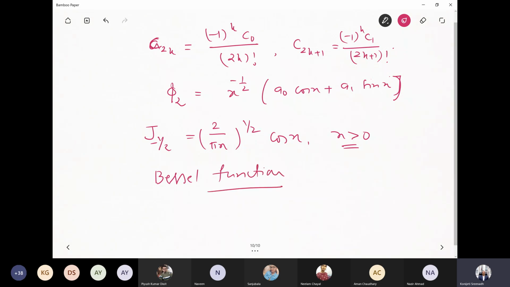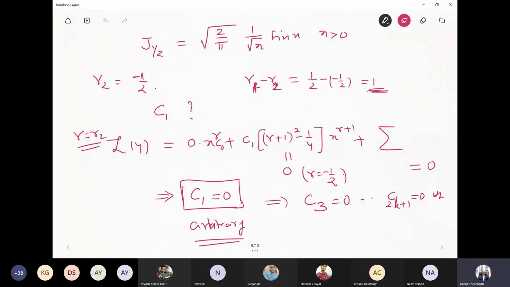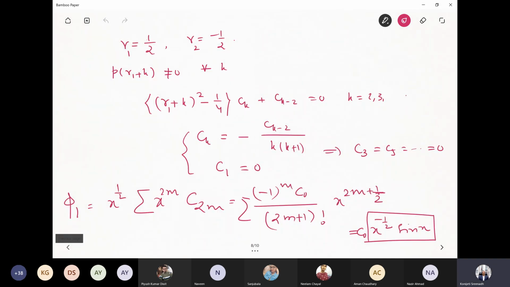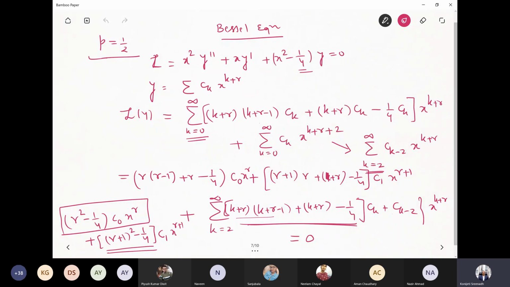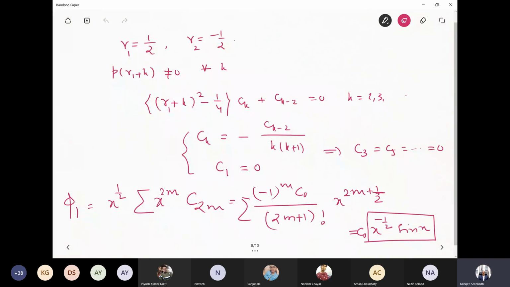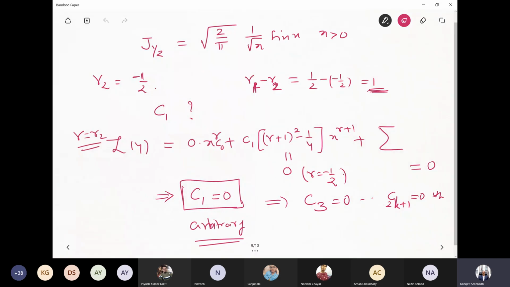Okay, so this is also a Bessel function. What we saw here is that when p equals half, this is what is happening. But if you look closely at what this expression becomes, that's what we wrote as a recurrence relation, that is (r + k)² − 1/4. So in the case of r equals p, it's going to be (k + p)² − p².